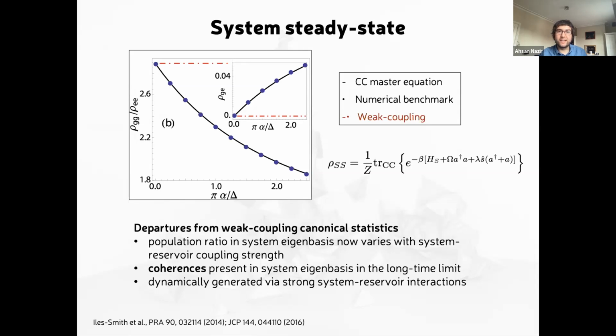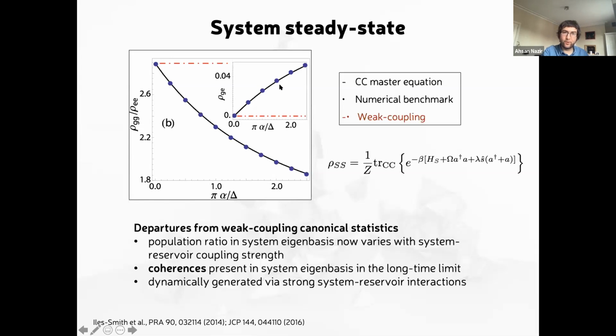Likewise, in the inset, I've shown that coherences can accumulate in the steady state within the system energy eigenbasis as the system environment coupling is increased. And again, this would not occur for the standard canonical thermal state for the two-level system, which is always diagonal in the system energy eigenbasis. So the weak coupling approach here shows no coherence in the long time limit.